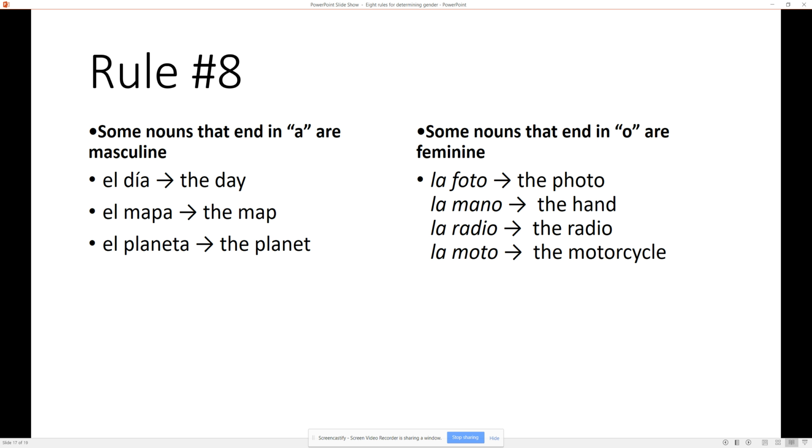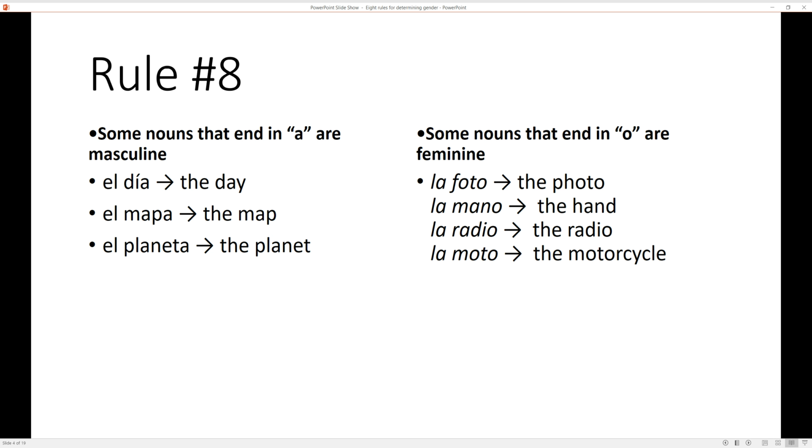And then some words such as la foto, la moto. This is because they actually come from larger words that have been kind of cut in half. So la fotografía, as you can hear at the end, the fía would make it feminine, or la motocicleta. However, when they're shorter, they're going to have the regular nouns.